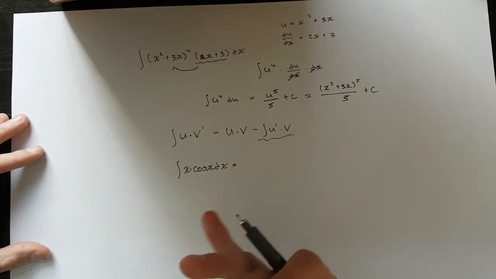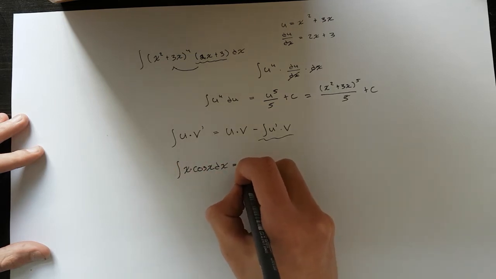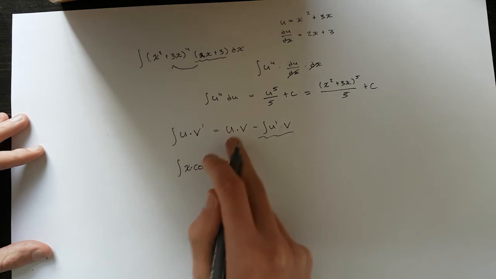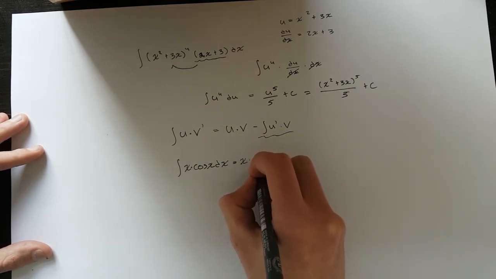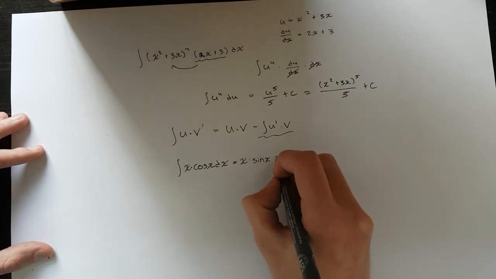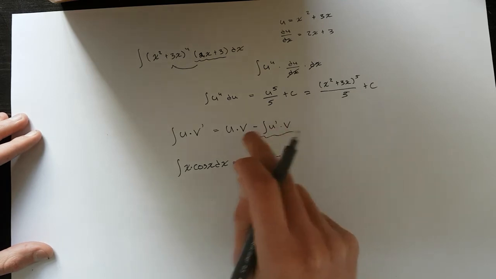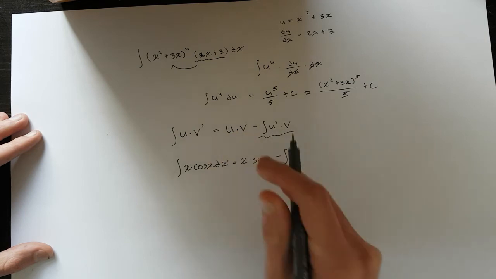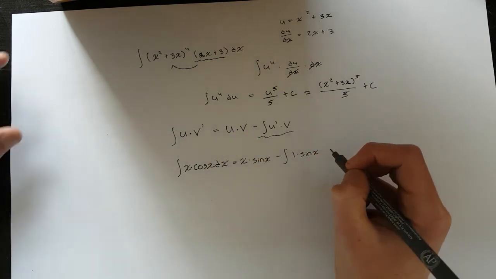So I'm going to say u is equal to x and v dash is equal to cosine x. So u is x, times v, but this is v dash, so to get v we have to take the integral. That's going to be sine of x. So we get x sine x minus the integral of the derivative of u, which is 1, times v again, which is sine x.